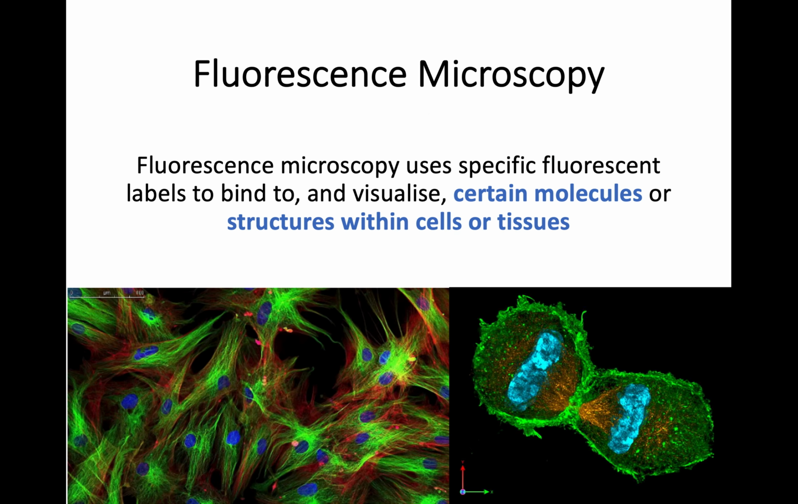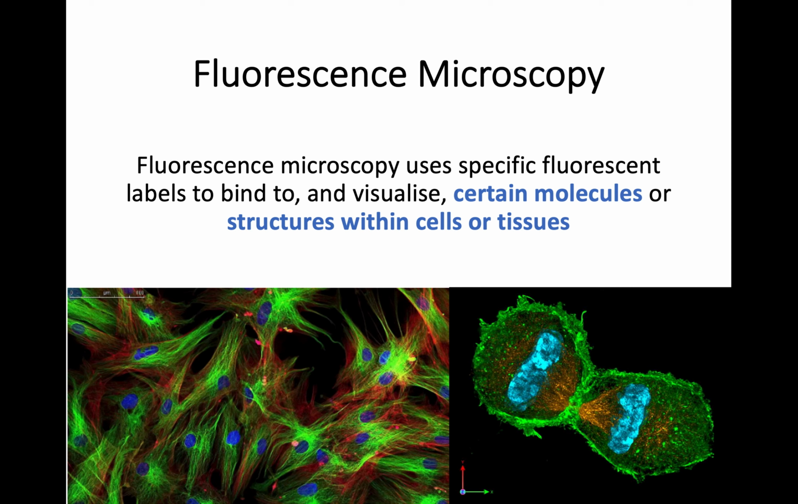The other form, though, is a lot more detailed, a lot more expensive, a lot more in-depth, is fluorescence microscopy. In this process, specific fluorescent labels are used to bind to certain molecules so you can visualize them. So almost like a more in-depth form of when we use certain stains to view cells, you can see in these processes here, you can look at certain molecules or indeed structures and processes within cells or tissues, such as on the right, we can see mitosis taking place in a cell.